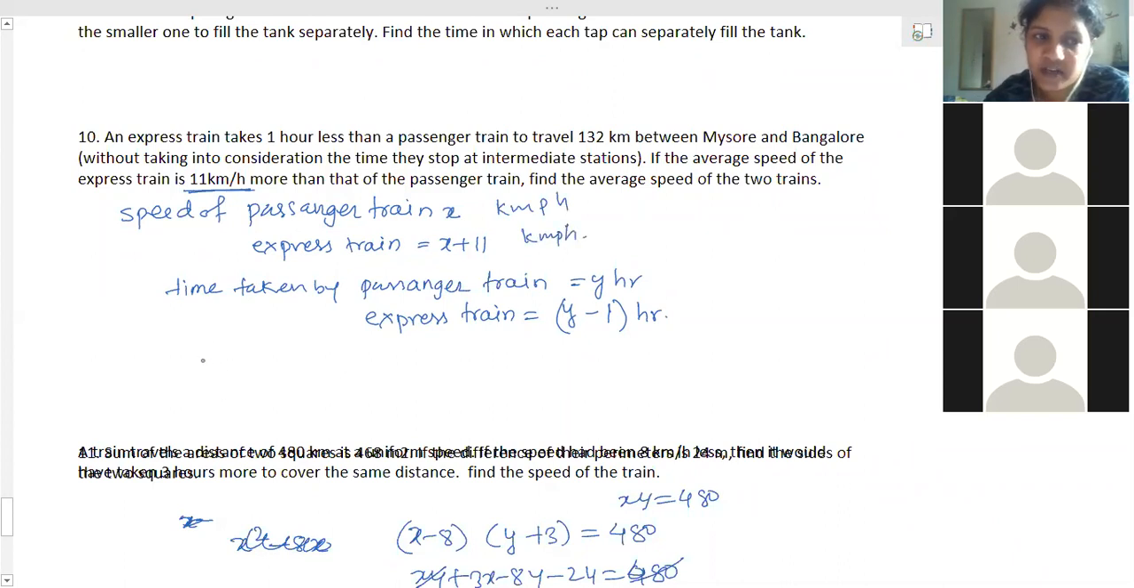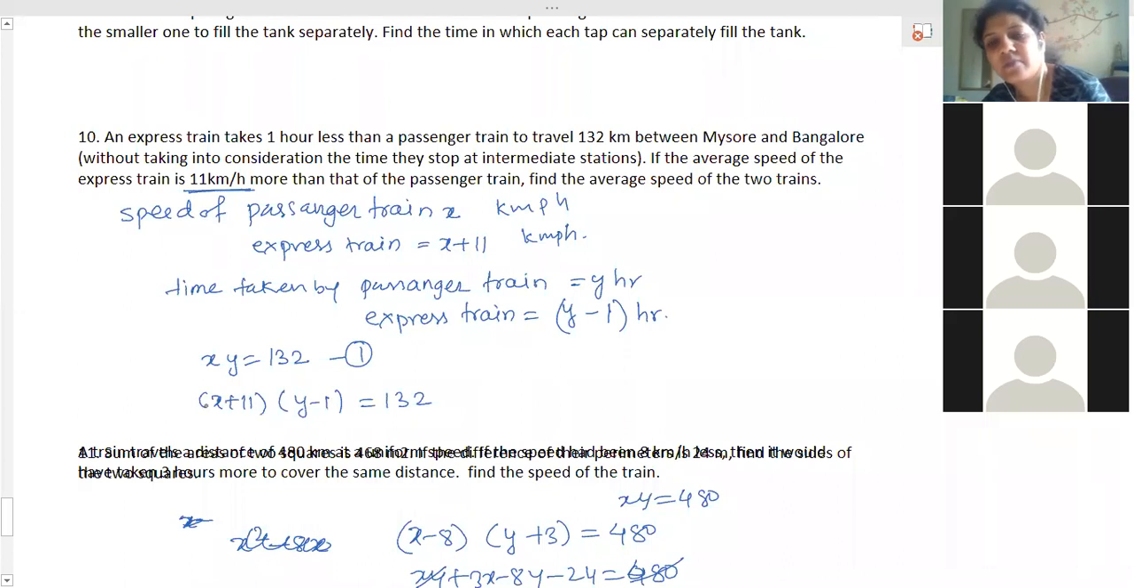So what is the distance covered here? In the first case, the passenger train: x into y is equal to the distance covered, 132 kilometers. This is the first equation. And the second equation is the distance covered by the express train, speed into time: x plus 11 into y minus 1 is equal to 132. Is it clear? Yes, ma'am. Then the value of y you can write as 132 by x. Substitute in the equation and then simplify.